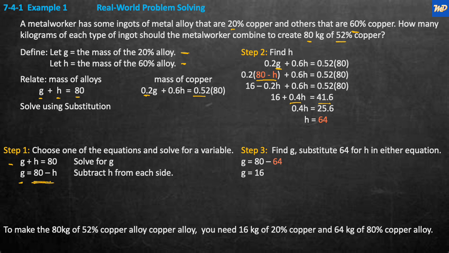Okay, 41.6 minus 16 is 25.6. So we can divide both sides by 0.4. H is going to be equal to 64. Dividing by 0.4 increases the value of the number, right? Okay. So now that we have that, we can go to step 3.